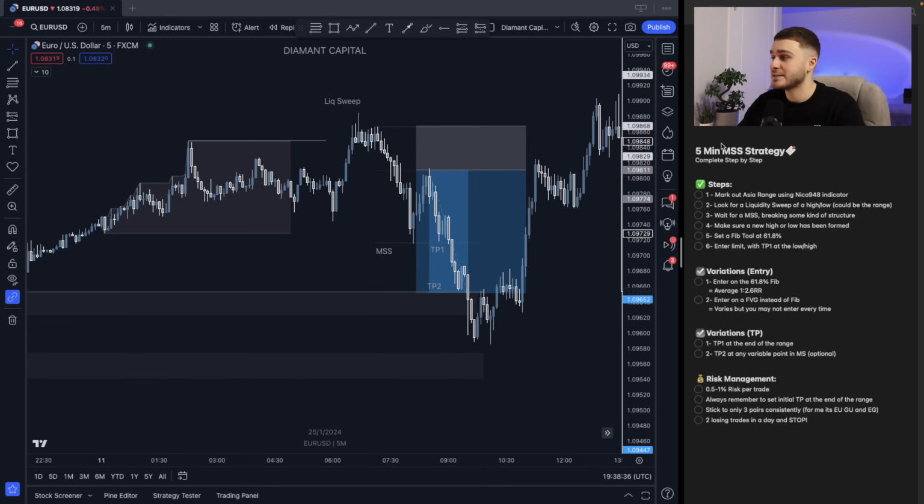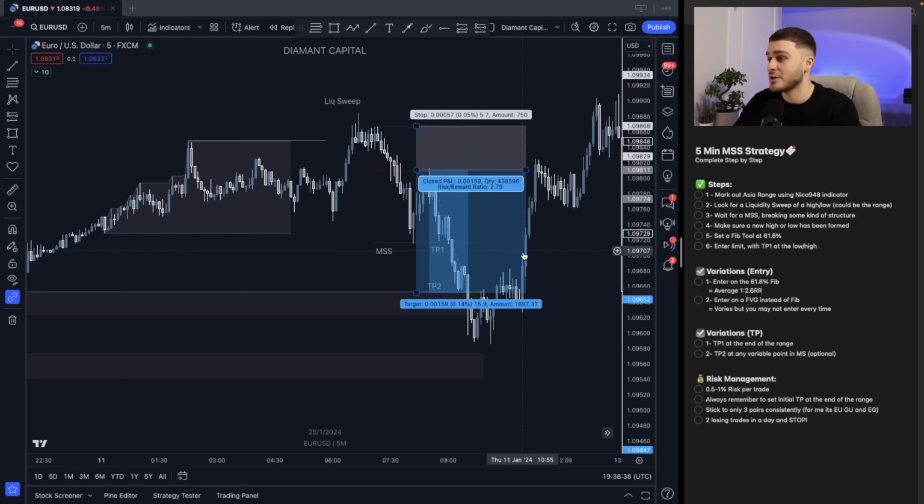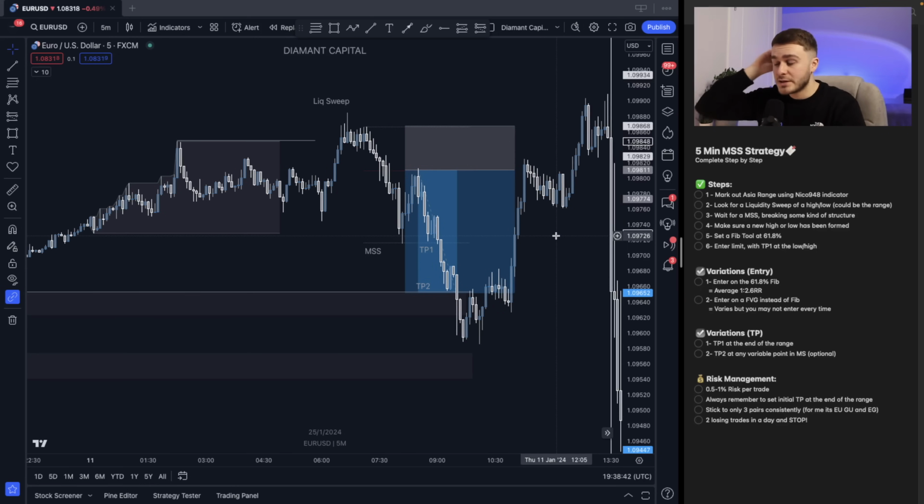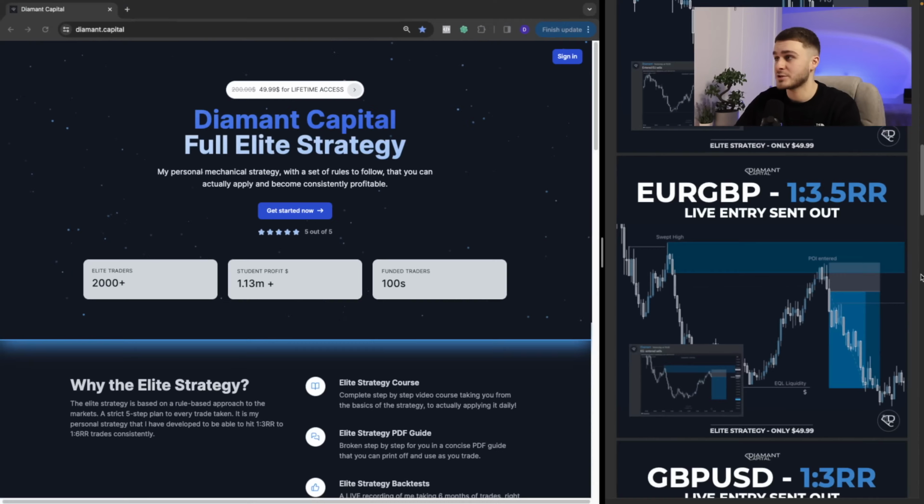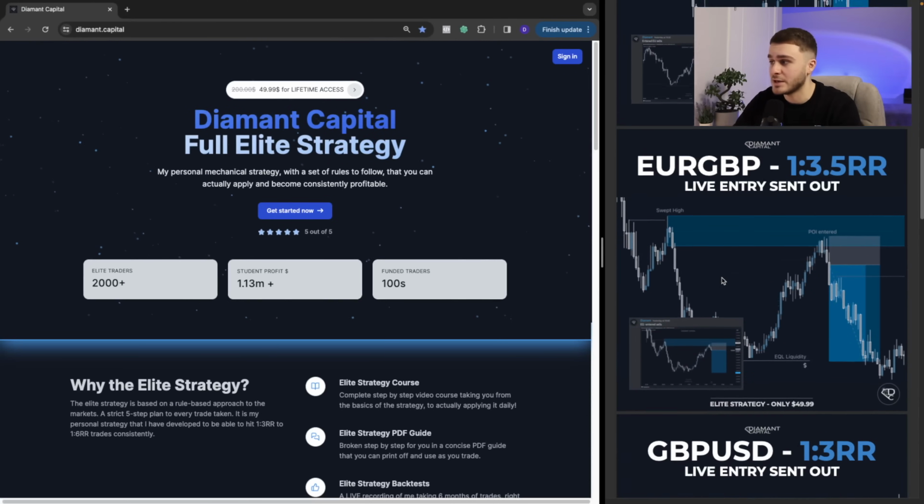Again, like I've said, guys, this 5-minute market structure shift strategy, it really does work. This was something that I was getting into pretty much before I was making my elite strategy. Obviously, with my elite strategy, I've basically taken concepts from what I used to use, all the strategies and everything, and improved my win rate to as high as possible. And now, obviously, I'm able to achieve these kind of returns daily.